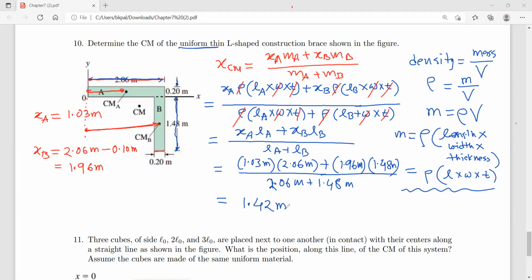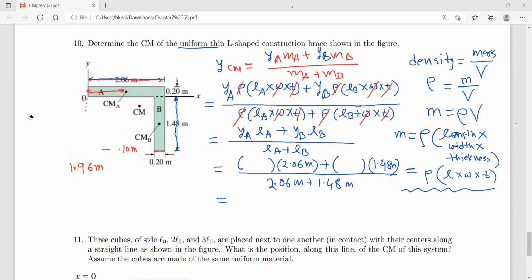Now similarly you can do the y. Let me just erase some part and replace x by y. Similarly you can show that the YCM is just this. Now what are YA and YB? That is the important thing, so we have to change this. Let me erase this now and try to find what YA and YB are.